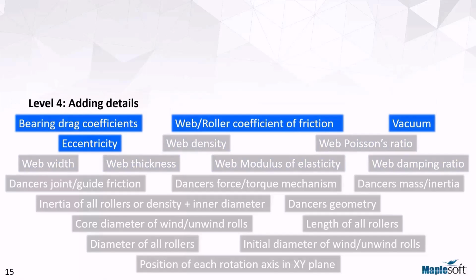Additional details that we can include in the simulation, again, depend on what type of system we are dealing with. For example, bearing drag might not be an important factor for systems that have high baseline tension, but for systems with low baseline tension, the bearing drag could be of much higher importance, and knowing it accurately would play a part.